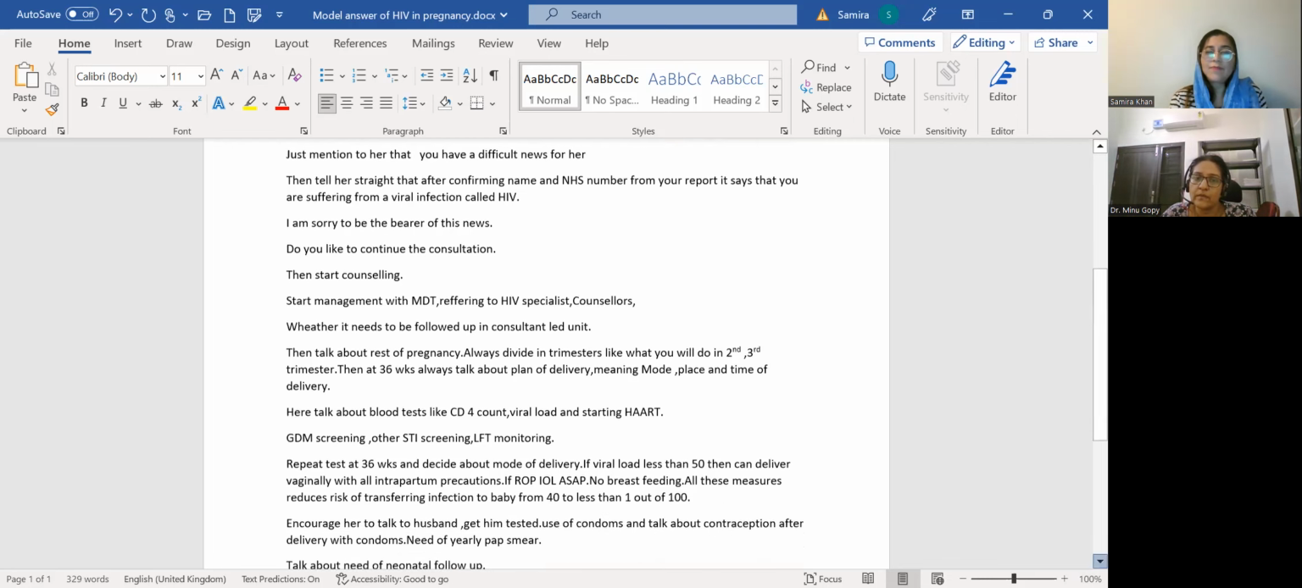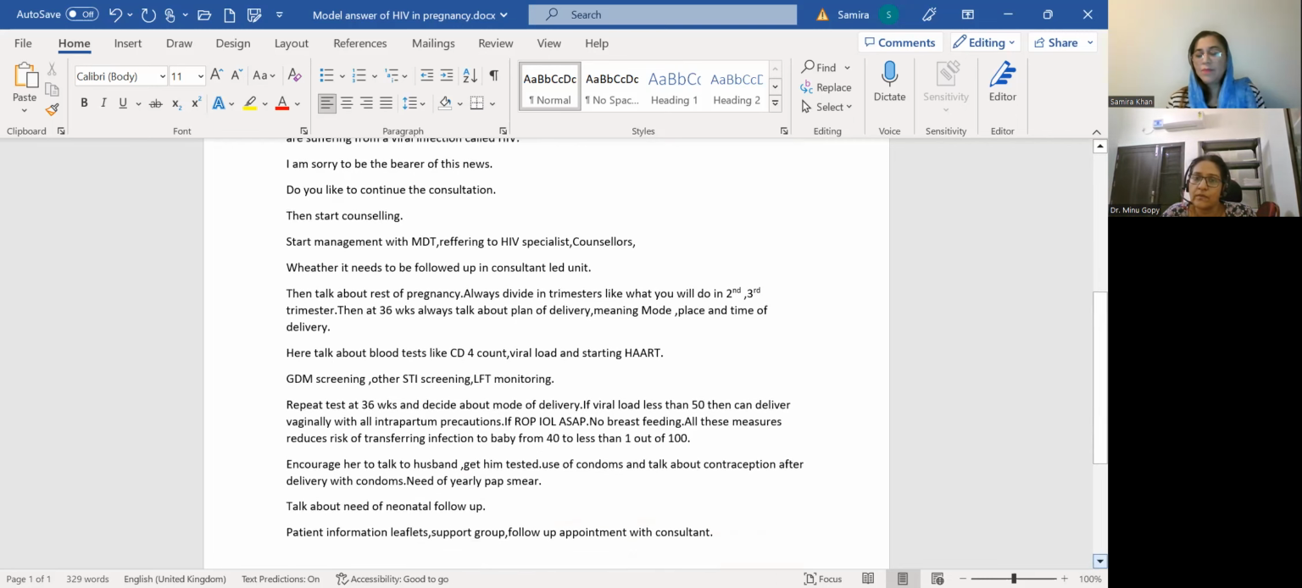This is a very tricky thing. Some people are becoming very, very empathic to the patient, and they are lost. They don't say all these things which carry marks. So be empathic to an extent. There's a limitation. So whether it needs to be followed up in a consultant-led unit. Yes, all the multidisciplinary team needs to be involved. She needs to be followed up in consultant-led care.